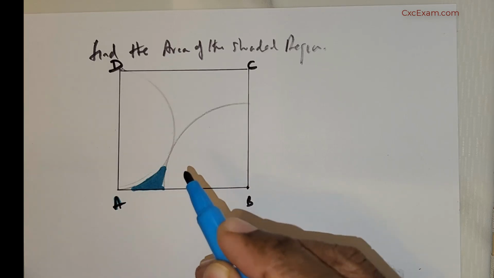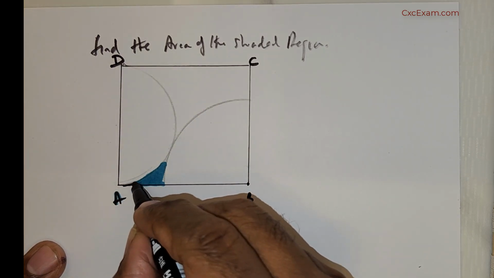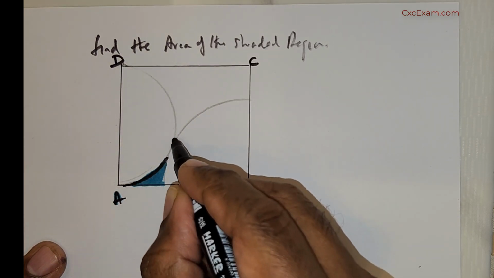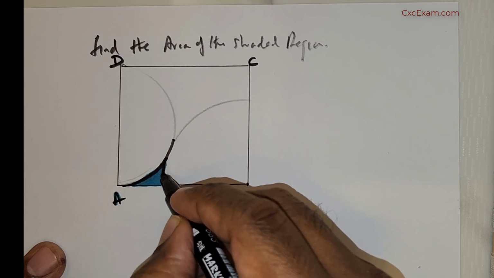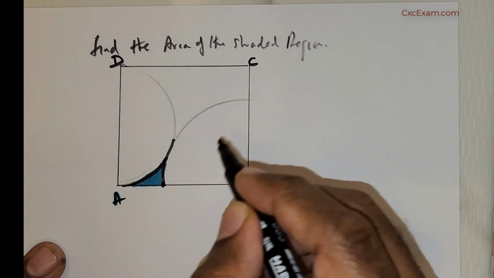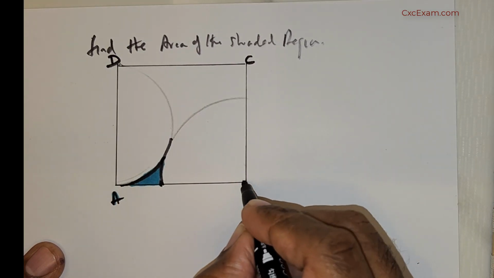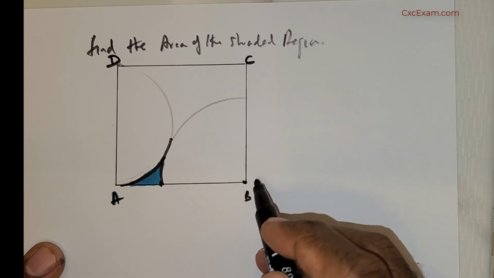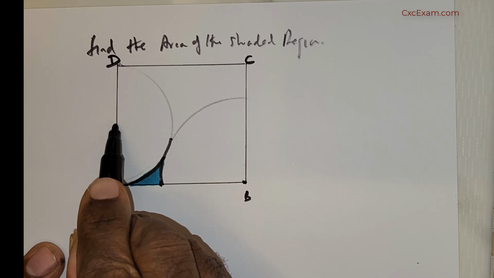Okay. Now this region is sandwiched between the semicircle and the quarter circle. So this is a center. This is also a center. Okay.